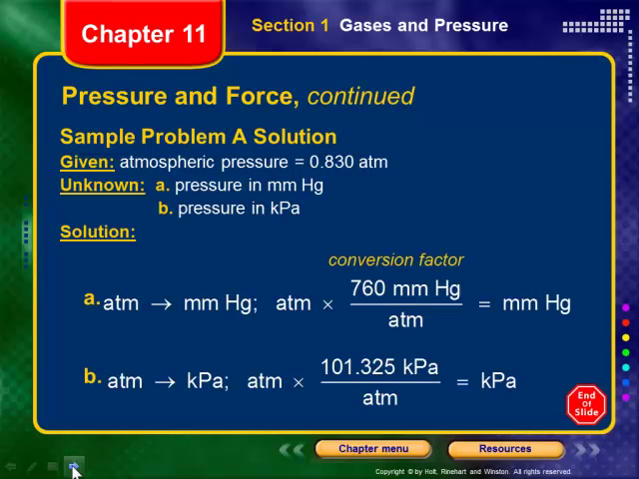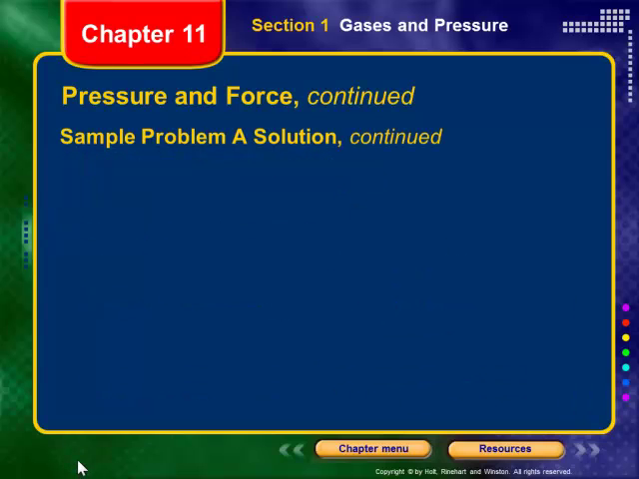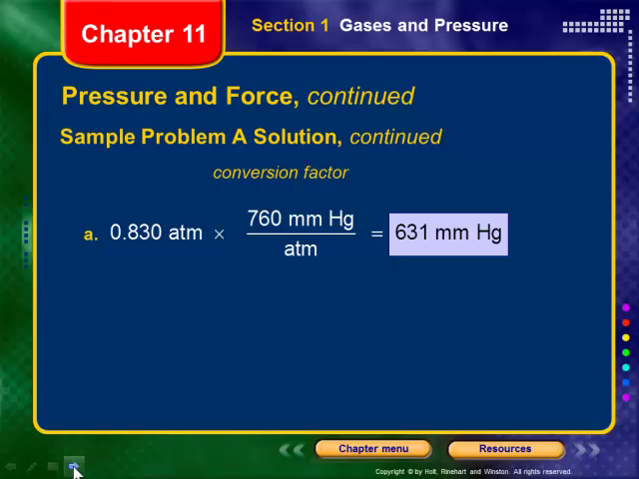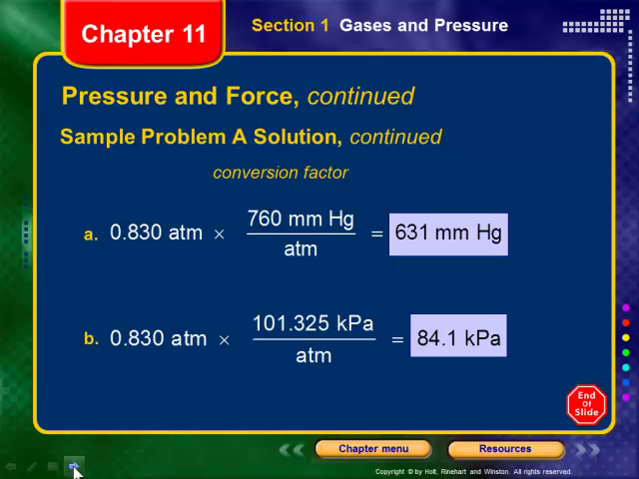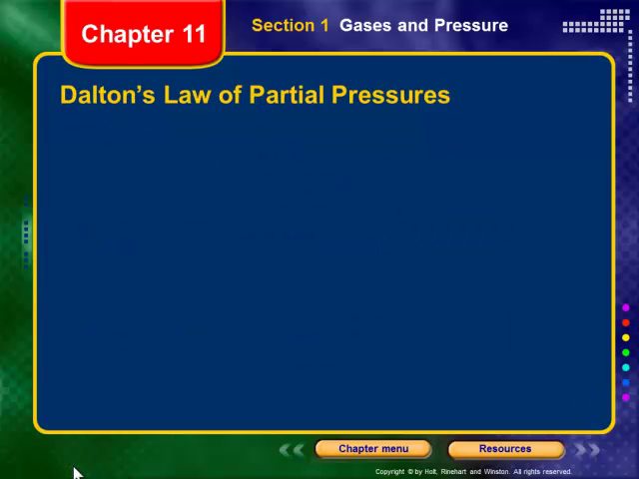Okay, and now let's just take a quick look at their solution. And there's the planning, how they're going to solve it. And you see that's very much the way we did: millimeters of mercury over atmospheres, kilopascals per atmosphere. And so now plug the numbers in, and they get the same two answers that we got. Okay, so we did that one okay.